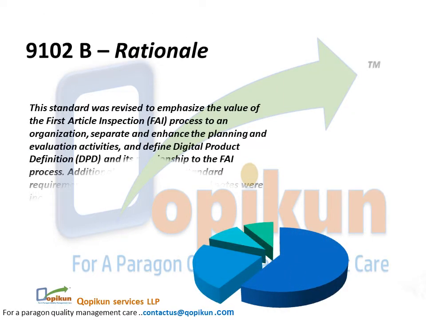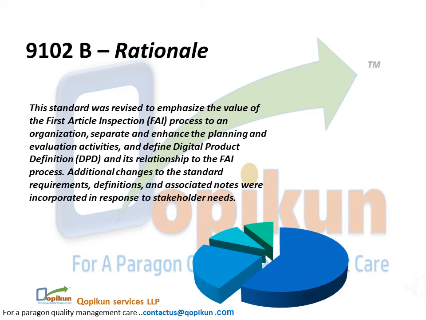9102B, rationale. This standard was revised to emphasize the value of the first article inspection, FAI, process to an organization, separate and enhance the planning and evaluation activities, and define digital product definition, DPD, and its relationship to the FAI process. Additional changes to the standard requirements, definitions, and associated notes were incorporated in response to stakeholder needs.